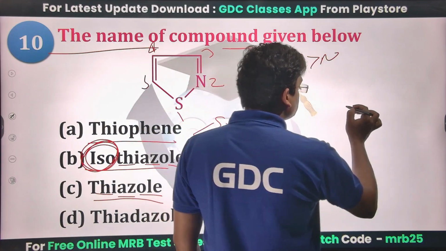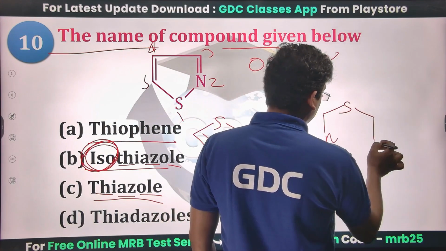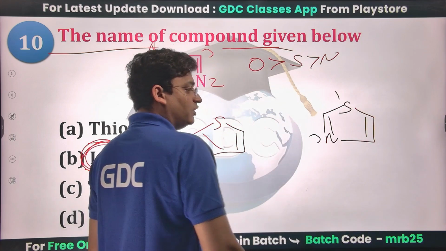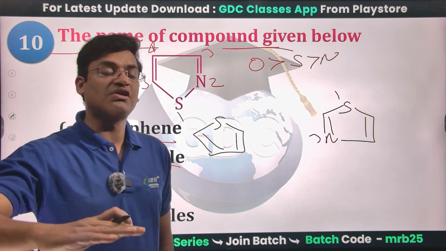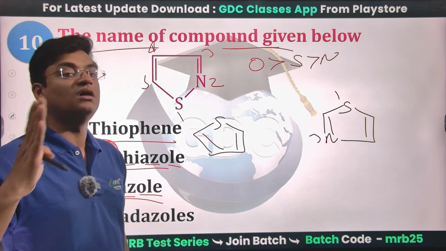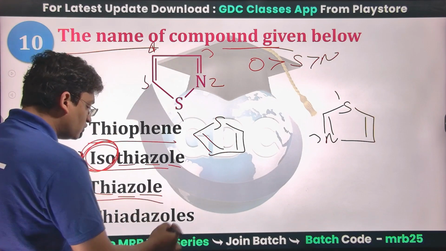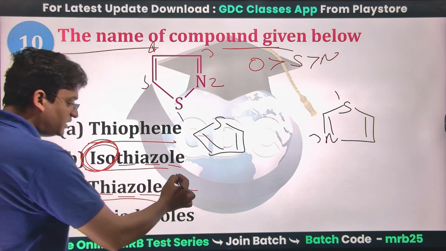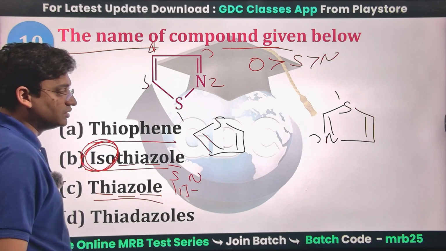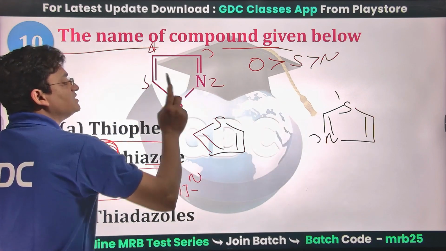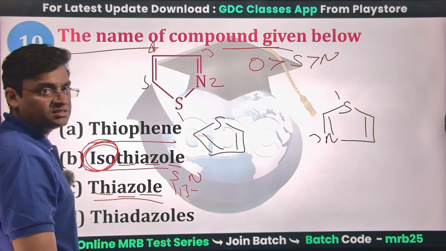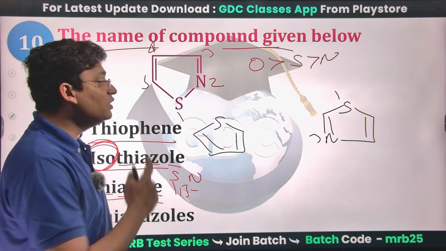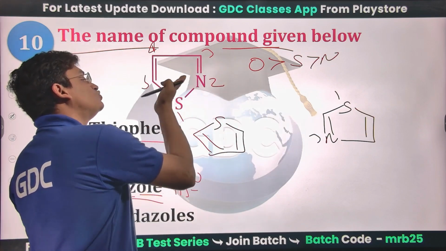The thiazole is actually this structure, having sulfur and nitrogen at 1,3 positions. So if sulfur and nitrogen are present in a 5-membered unsaturated ring at the 1st and 3rd positions, it's a thiazole. Thiazole is nothing but 1,3-thiazole, with sulfur at the 1st position and nitrogen at the 3rd position. And look, this structure is very similar to it, with a difference only in the positions of the sulfur and nitrogen atoms. So thiazole has an isomer, which is this structure.